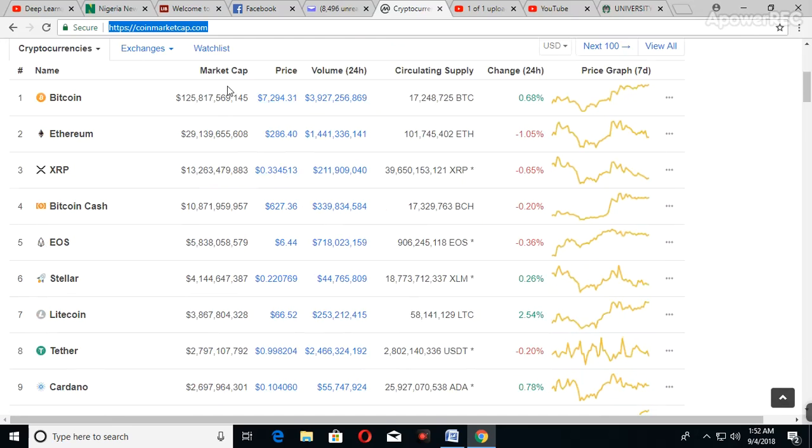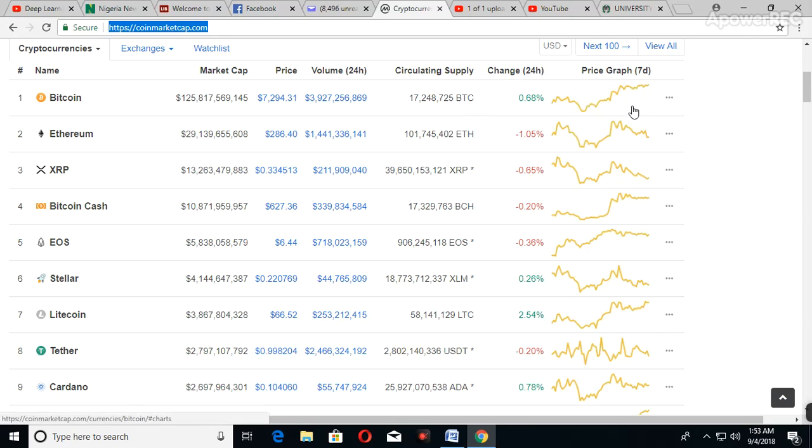Their market capitalization simply means the total money that people have put into them, their current prices, the current volume that they are being traded, like how many of them are being bought and sold over a period of 24 hours, the current circulating supply, that's the total Bitcoin that you have in the world, about 17 million plus, and the change in 24 hours and change in 7 days represented with a graph.